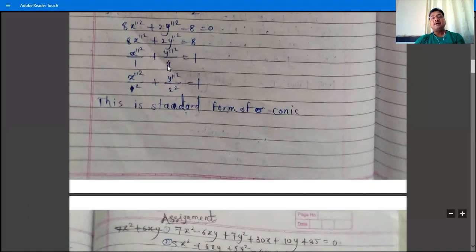That is y double dash square by 4 is equal to 1. By dividing throughout by 8, we have this equation. And this is in the form x double dash square by a square, y double dash square by b square is equal to 1. That is, this is in the form x square by a square plus y square by b square is equal to 1. So we write this equation in the form x double dash square by 1 square, and 4 means 2 square. Okay. So this is the standard form of the conic or standard form of the ellipse. So what is the standard form of the ellipse? x square by a square plus y square by b square is equal to 1.